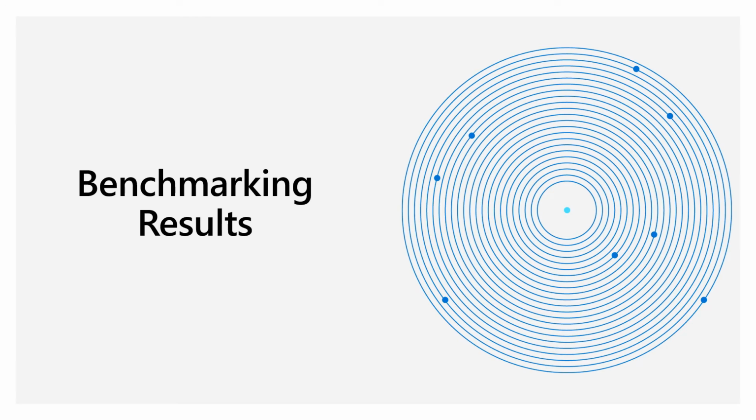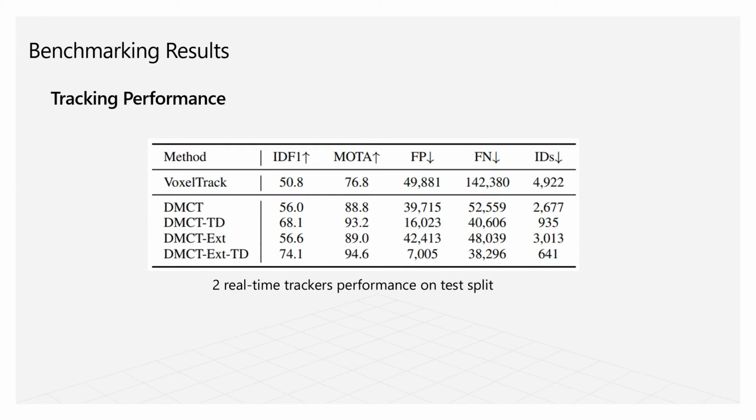Next, we will talk about our benchmarking results on the MMPTRACK dataset. We evaluate 2 real-time trackers on the dataset, DMCT and VoxelTrack. DMCT estimates the ground point heat map of each person in each camera view, projects and fuses them into one ground plane. DMCT trains the ground point estimation model on the training split of MMPTRACK and uses a rule-based top-down person detector. DMCT-TD only changes to a deep learning-based detector.